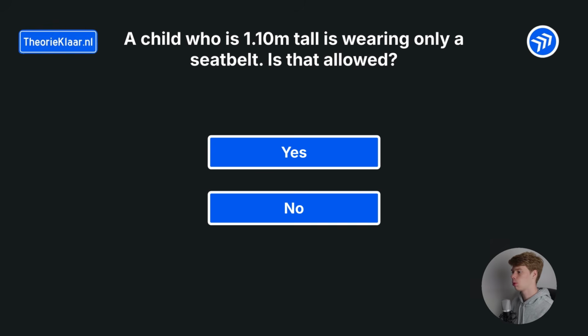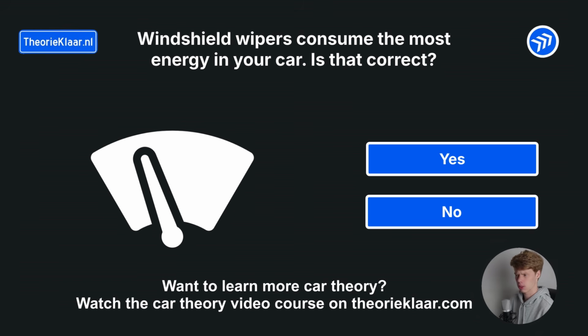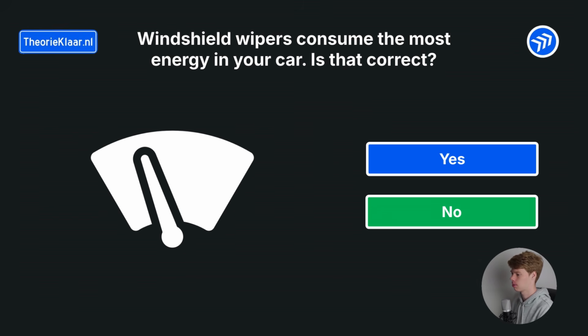A child who is 1.10 meters tall is wearing only a seatbelt. Is that allowed? Then the right answer is no, because if you are under 1.35 meters, you must use a child seat. Windshield wipers consume the most energy in your car. Is that correct? The right answer to this question is no. The air conditioning consumes the most energy in the car, not the windshield wipers.